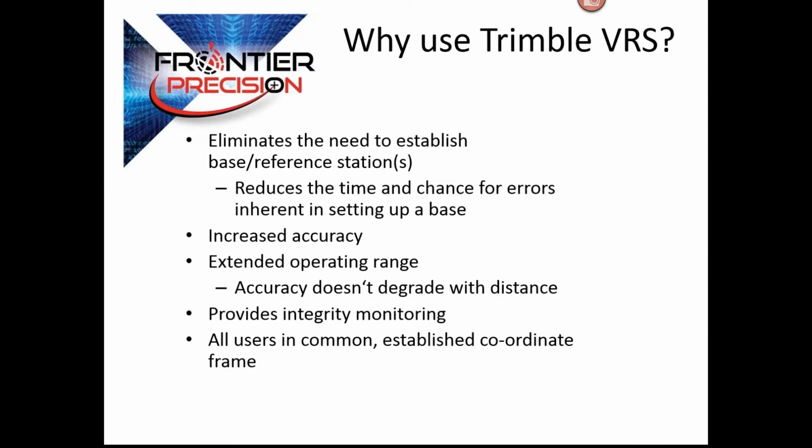So why would I want to use Trimble VRS? It eliminates the need to establish base or reference stations. This reduces time and chance of errors inherent in setting up these bases and all the other things that traditional RTK users have been exposed to. You have increased accuracy. You have an extended operating range because accuracy doesn't degrade with distance. There is no ppm, which is 1 to 2 ppm, which is what equates to 1 to 2 millimeters per kilometer. It provides integrity monitoring, and all users are on a common and established coordinate frame.